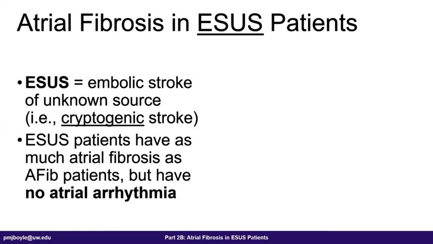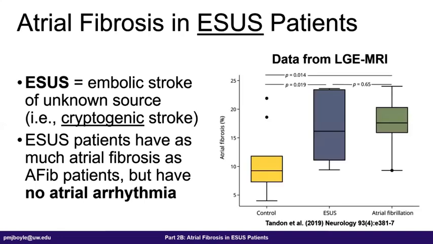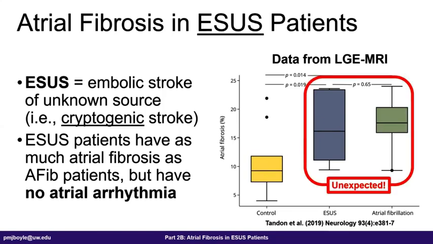And the interesting finding that Nazem published last year in Neurology, this paper highlighted on the right-hand side, is that ESUS patients have just as much fibrosis as AFib patients, but of course they have no atrial arrhythmia. And that's an unexpected finding.